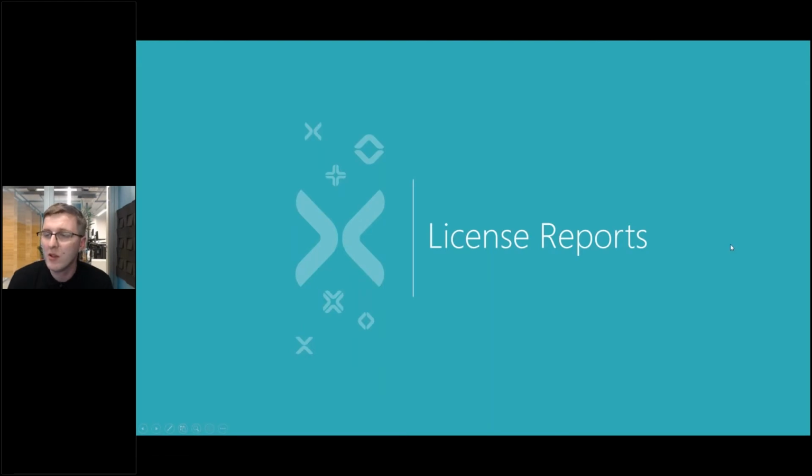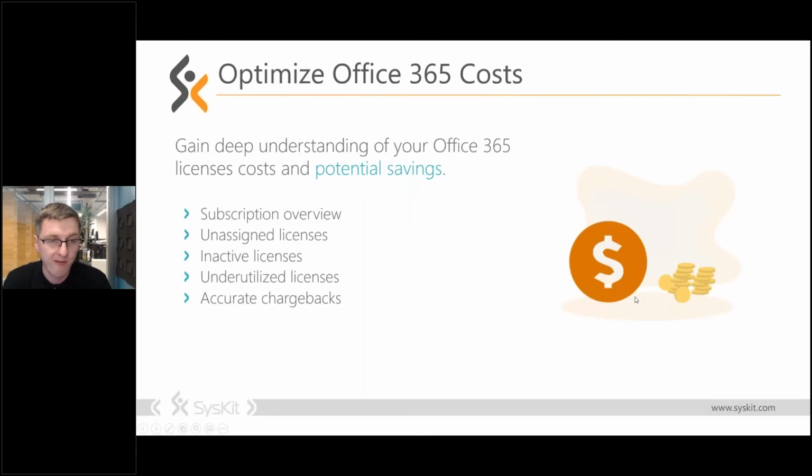Okay, so the next new thing, and the next, let's say, big thing, is the license reports. All of us use Office 365 and we have to pay for that. And you definitely want to be sure that you get the most of what you're paying. So what these new license reports are going to show you is which license types do you have? How many of them are you paying for? How many of them are actually assigned? How many of them are not assigned, but you're still paying for them?